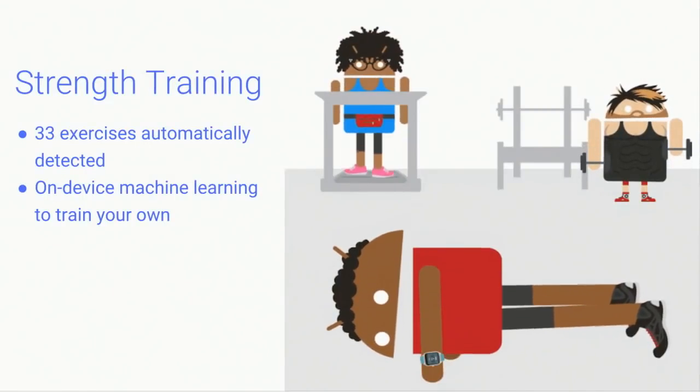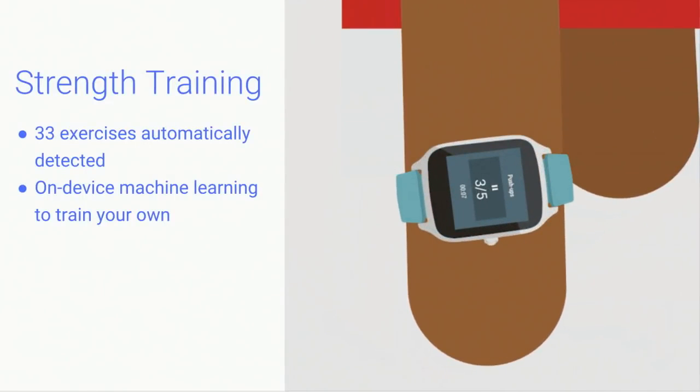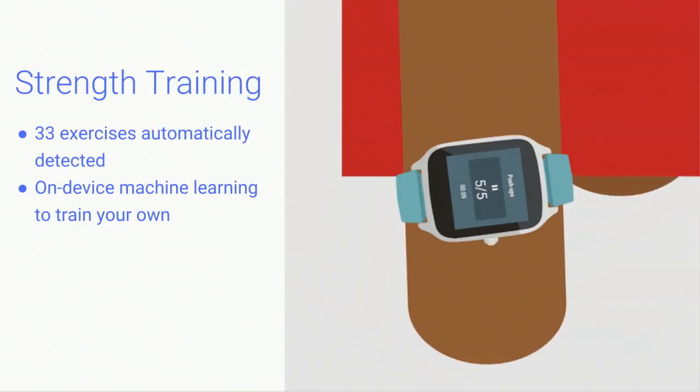And I'm also really proud to announce that we're now able to automatically detect strength training exercises. This means that you can walk into a gym and have your entire workout automatically tracked for you. This makes it really easy to keep track of your progress over time and make adjustments along the way. It's available on the LG Watch Sport, and we'll be rolling it out to more devices soon.